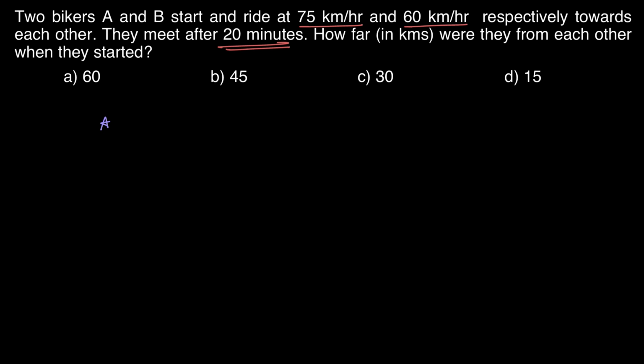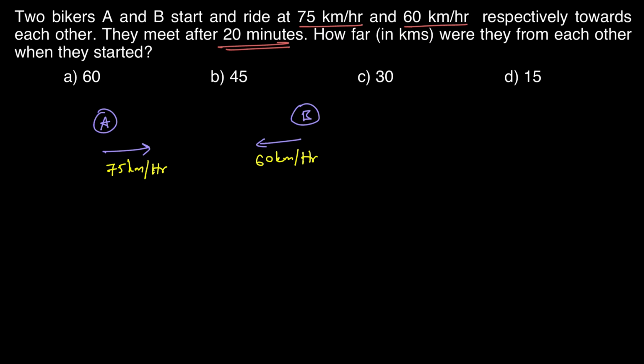So we have biker A and biker B. They both move towards each other. So A moves towards B and B moves towards A. And what is the speed of A? It is 75 kilometers per hour. And what is the speed of B? It is 60 kilometers per hour. And they meet after 20 minutes. So how far they traveled?